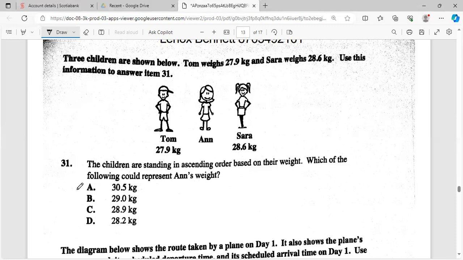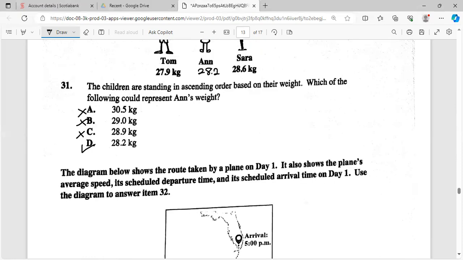Alright, so 30 is too much, definitely. 29 is greater than 28.6, so we can eliminate that. 28.9 is too much, so she could be 28.2, since that is smaller than 28.6 and larger than 27.9. So guys, you have to know your decimals. That's what this requires in this case.